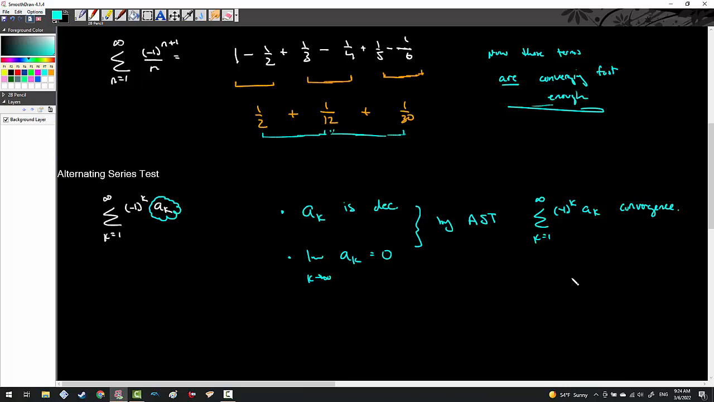Hopefully that makes sense. I will come back in a couple seconds with a few examples. So let's take a look at that alternating harmonic series again. If I wanted to, I could separate out the alternator. This could be the sum from n equals 1 to infinity of negative 1 to the n plus 1 on its own times 1 over n. So this right here plays the role of a sub k, or in this case, a sub n. With the alternating series test, all I need to do is show that a sub n is decreasing, so 1 over n is decreasing.